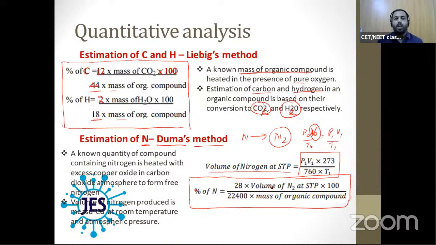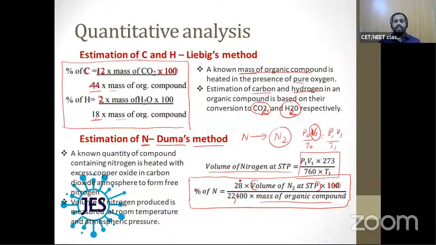(28) into volume of nitrogen at STP. Here, you multiply the volume you calculated by 28, divided by 22,400 ml, into the mass of the organic compound, and this equation is multiplied by 100 because you get it as a percentage. Okay, so a very important equation, formula.